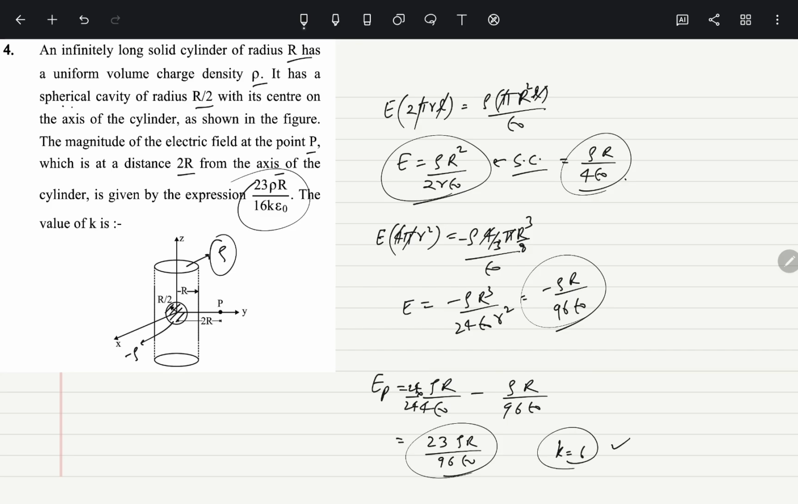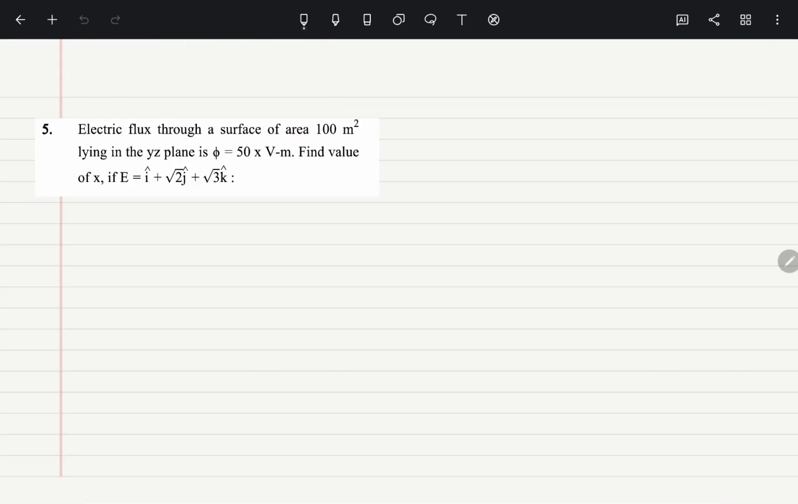Let's move to the next and last question of this discussion. The electric flux through a surface area of 100 meter square lying in the yz plane is phi equal to 50x. Find the value of x if the electric field is given. The surface is in the yz plane, so the area vector will be in the i cap direction. We can write the area vector as 100 i cap, so only the i cap component is main for us.